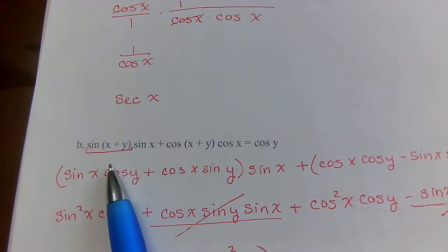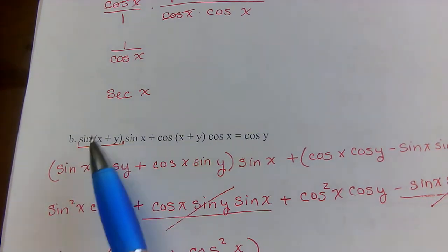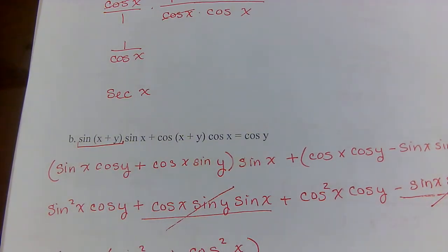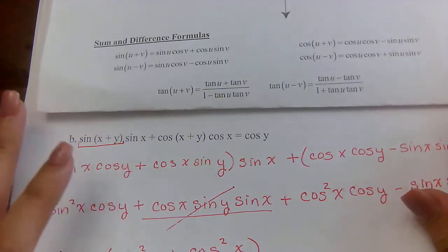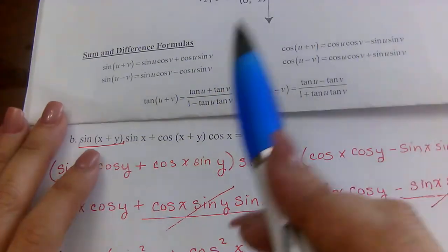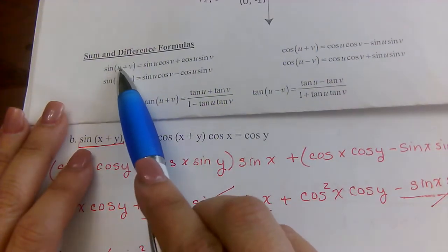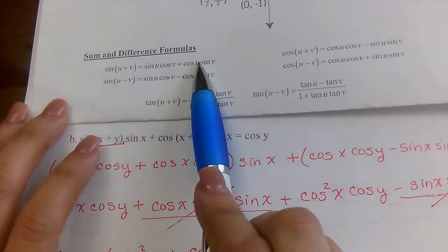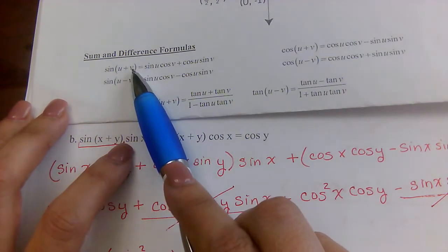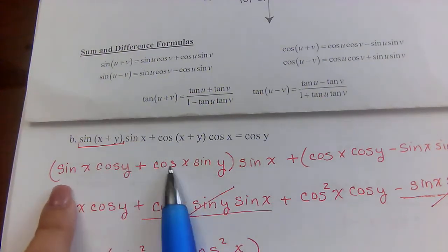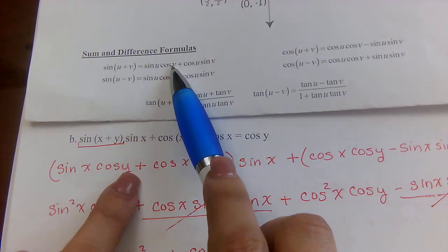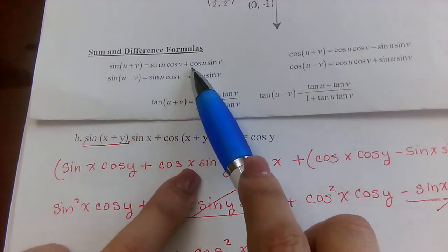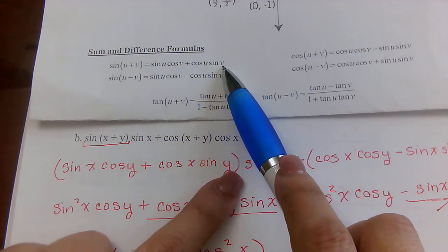Okay. Part B, I'm now using the sum and difference identities. Sum and difference identities are from this worksheet. You do get these formulas, so you don't have to memorize this. Sine with a plus, I'm using this formula. My x is the u, my v is the y. So all I did here was expand it. Sine x cosine y plus cosine x sine y.